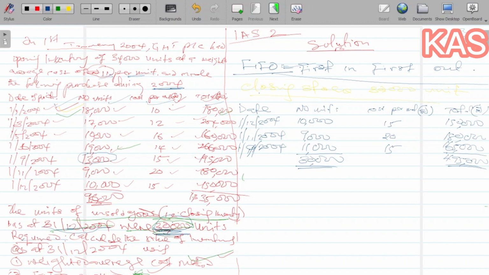Since closing inventory is 30,000 units, it means that the units purchased in December, which is 10,000, and the units in November, which is 9,000, were entirely part of the closing stock, while the balance of 11,000 is part of September inventory. So when you add everything, you have 30,000, and this is the closing stock. This is the amount.